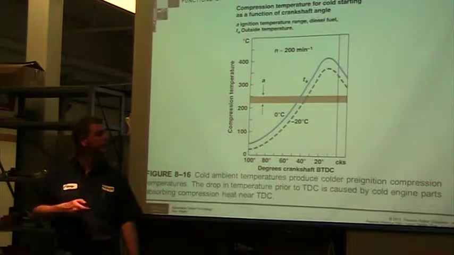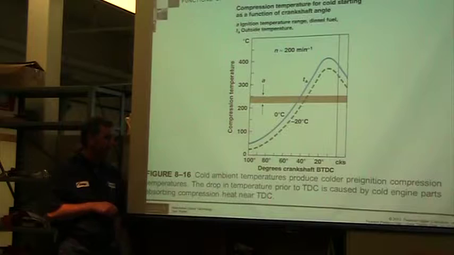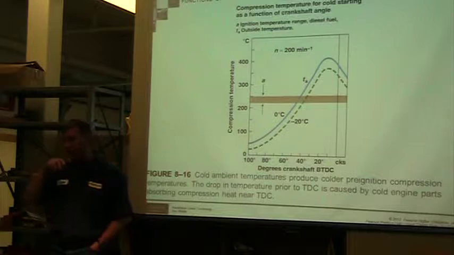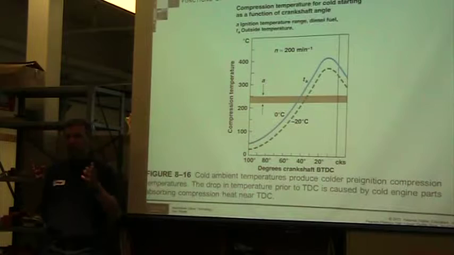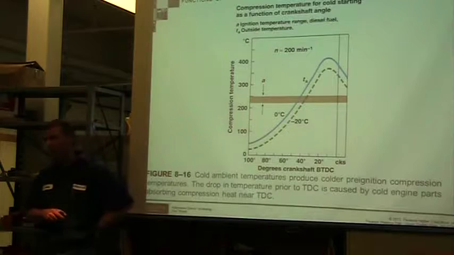So cold ambient temperatures produce colder pre-ignition compression temperatures. A drop in temperature prior to top dead center is caused by cold engine parts absorbing the compression heat near top dead center. This is what I was talking about: as that piston travels up, the piston absorbs heat, and so do the cylinder, the cooling system around it, and the valves themselves, the heads of the valves. With cold temperatures, all that heat has got to go somewhere. It's going to go into the metal components. So we're going to want to do short bursts, and we're going to do better.